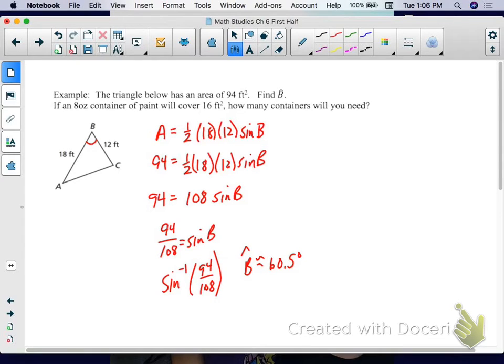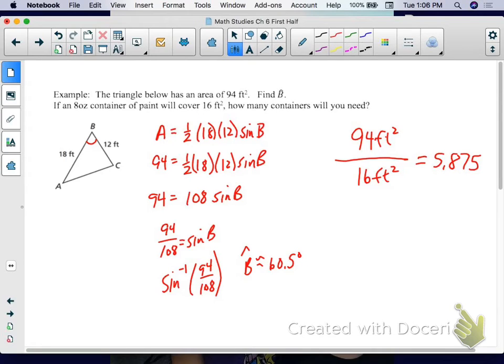Okay, so I have 94 feet squared that I need to cover. Each container of paint is going to cover 16 feet squared. So I'm going to take my 94 feet squared and divide it by 16 feet squared. The 8 ounces is just FYI. I don't need to know that the container is 8 ounces, but I need to know how many containers. So I divide the 94 by the 16. I end up with 5.875, and as far as I remember, that's exact.